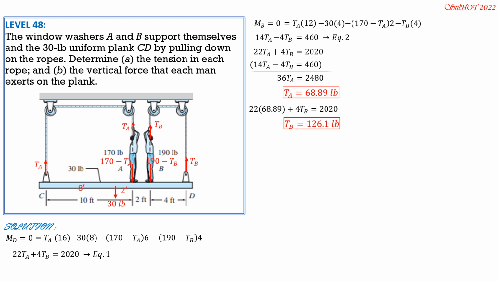For part B, the vertical force that each man exerts on the plank, N_A is represented by 170 minus T_A. So 170 minus 68.89 is equal to 101.1 pounds. Then N_B is 190 minus 126.1. So it is equal to 63.9 pounds.